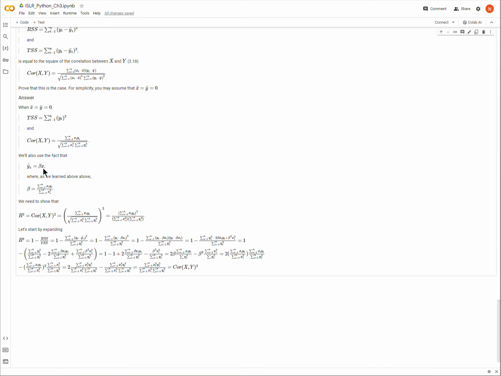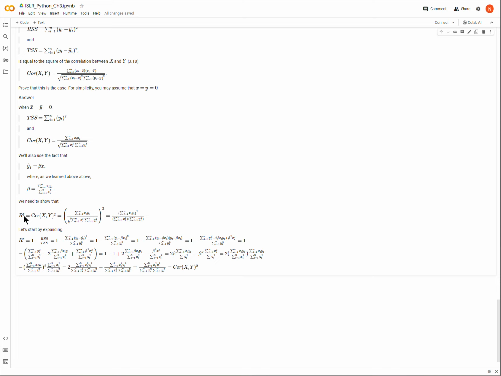Well, actually a couple more useful formulas. So we are assuming that y hat equals beta x. Okay, that will be important. Notice that there's no intercept here. Why is there no intercept? The intercept represents the average, and we're assuming that the average y bar is 0 here. And then we also have the formula for the beta coefficient, which was given to us in an earlier question.